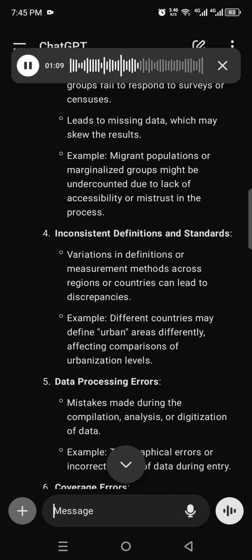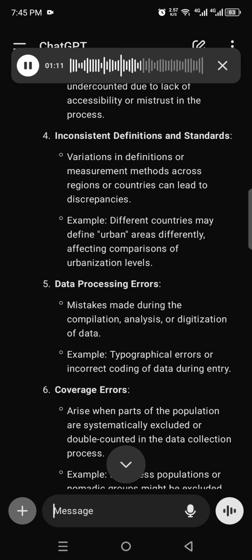4. Inconsistent definitions and standards. Variations in definitions or measurement methods across regions or countries can lead to discrepancies. Example, different countries may define urban areas differently, affecting comparisons of urbanization levels. 5. Data processing errors. Mistakes made during the compilation, analysis, or digitization of data. Example, typographical errors or incorrect coding of data during entry.